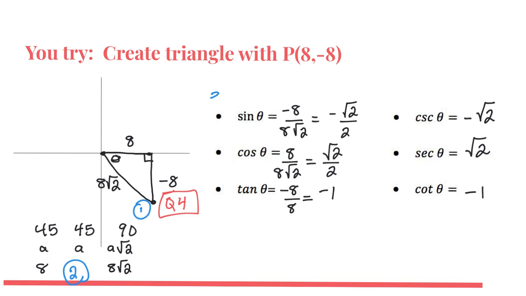Your third step is going to be to write out your ratios. Sine is opposite over hypotenuse. We reduce that fraction, rationalize our denominator. Flip that unreduced to get your cosecant. Cosine is adjacent over hypotenuse. Again, reduce your fraction, rationalize your denominator, take your reduced fraction and flip it to get your secant. Tangent is -8 over 8, which again gives me -1. Flip it to get your cotangent.